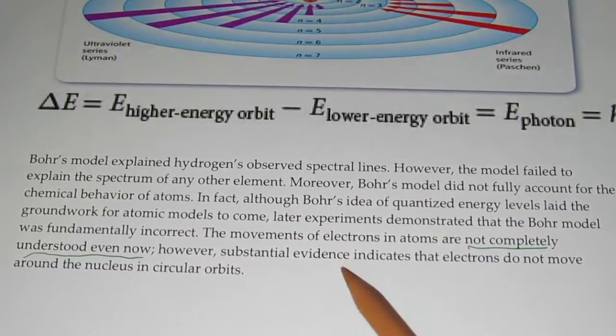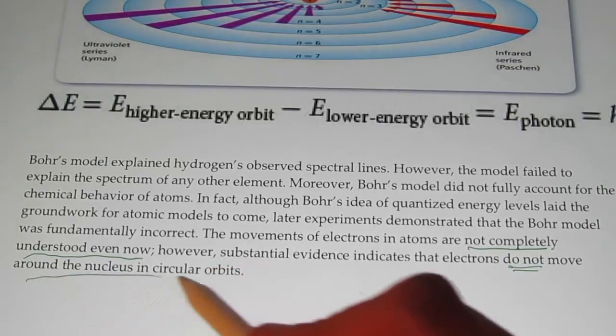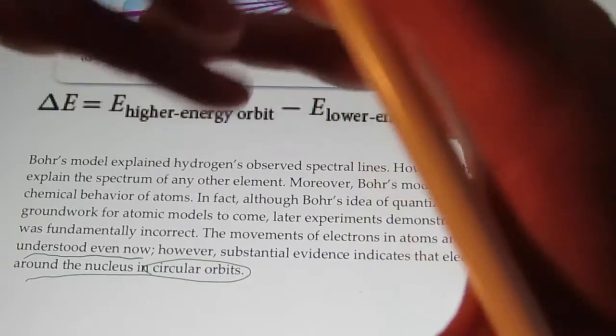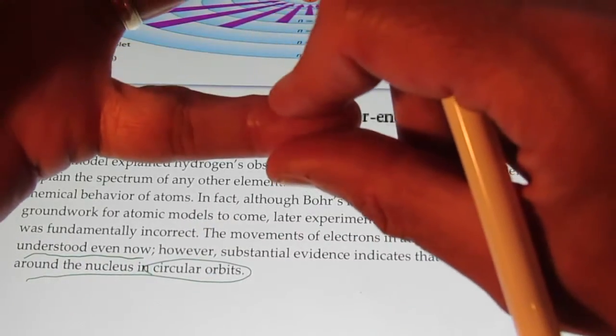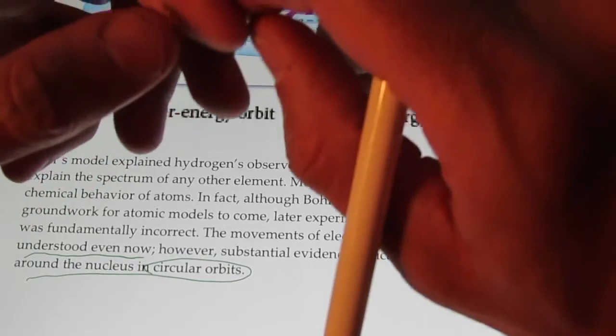However, substantial evidence indicates that electrons do not move around the nucleus in nice, pretty circular orbitals. And that leads us to something called the quantum mechanical model of the atom, where we begin to treat electrons as waves instead of particles. And that's what we're going to be getting into in the next video.